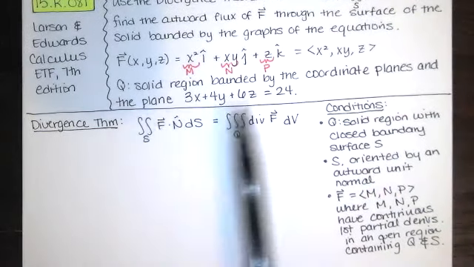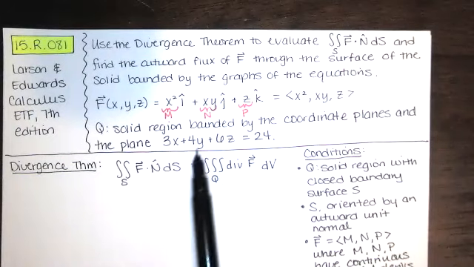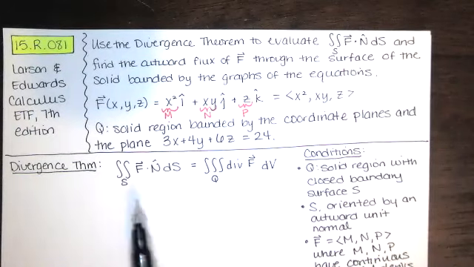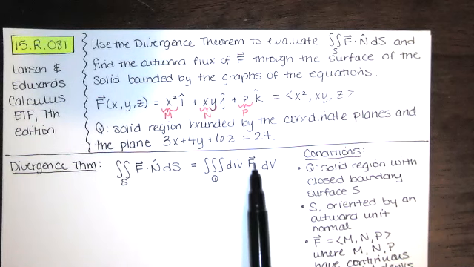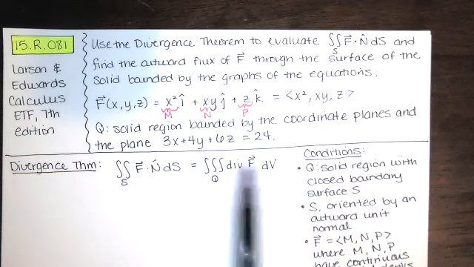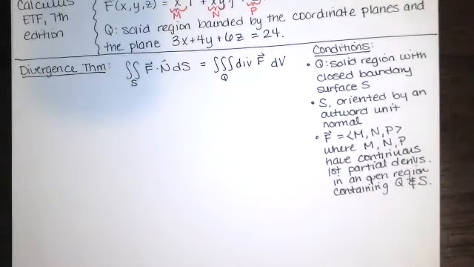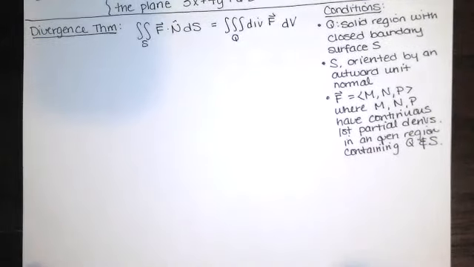So that being said, rather than evaluating this surface integral, we can evaluate this integral instead. All we need to do is find the divergence of the field and sketch Q so that we can use our sketch to come up with appropriate bounds describing Q, and then we'll evaluate the triple integral. So let's start by computing the divergence of F.